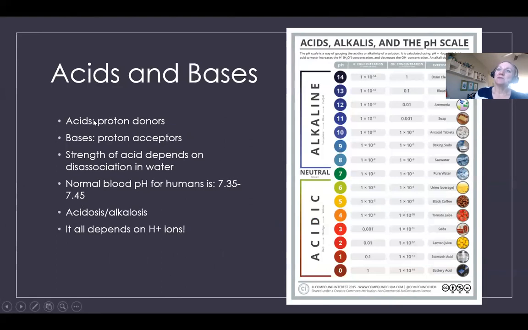All right, we're getting there. Acids and bases. So again, take time to review this topic, back through the material. This is just a quick overview. Acids are proton donors, bases are proton acceptors. The strength of the acid depends on its ability to dissociate in water, because as that acid comes into water and dissociates and has more hydrogen ions, that means more acidity, higher acidity. And remember, it's kind of opposite of what you would think. So go back through and look at, okay, as the pH increases, then I'm becoming more basic. As the pH decreases, becoming more acidic. Normal blood pH is about 7.35 to 7.45. Review what acidosis and alkalosis are, and keep in mind that it all depends on free hydrogen ions.